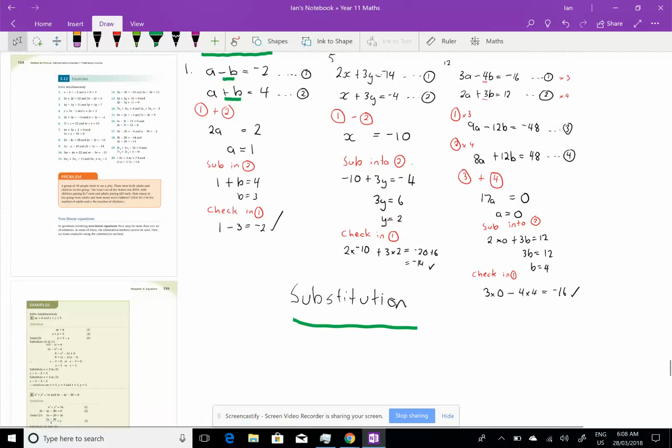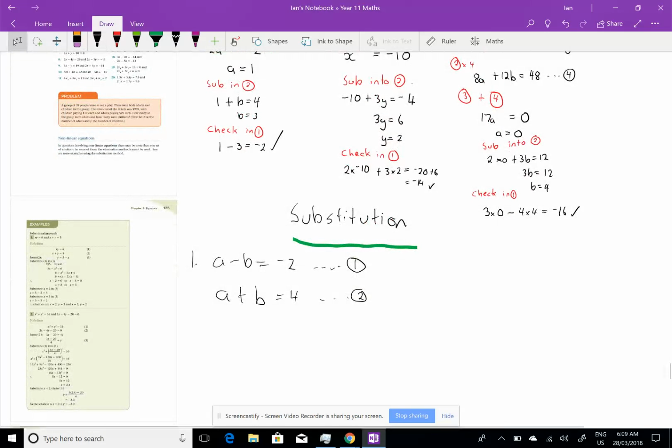So if I look at question 1, and I do this again via substitution, I have a minus b equals negative 2. Still got to call that equation number 1. And I have a plus b equals 4. And I still call that equation number 2. And what I'm going to do is rewrite equation number 1. And it's very easy. I'm going to add that b over the other side. So I'm going to get a equals b minus 2. I could have written negative 2 plus b. It's just as easy to do that. So I've added the b over the other side.